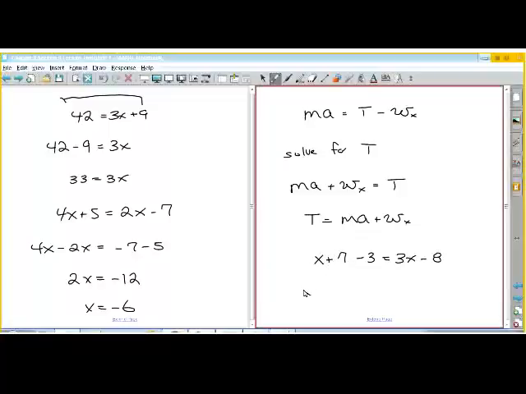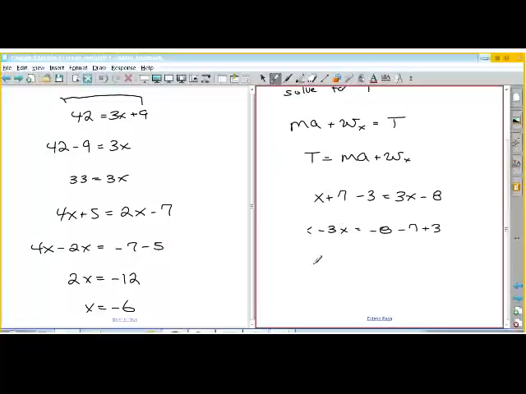What I would do is I say, okay, all the variable stuff, get over on the left-hand side. So this one's already on the left-hand side. This one, I would change the sign and move it over there. And then the constants, I would move the 7, so that would become negative, and the negative 3 would become positive. And then I can combine like terms, so I get negative 2x is equal to negative 13, or negative 12.